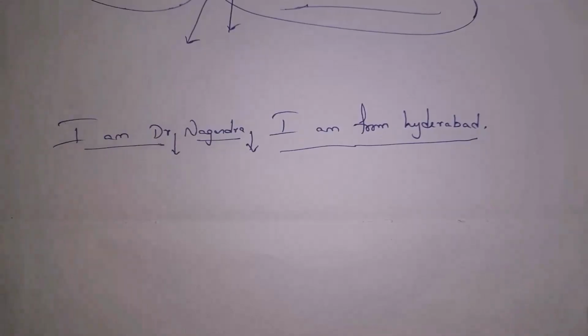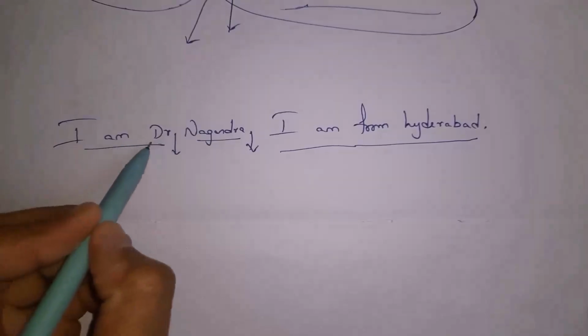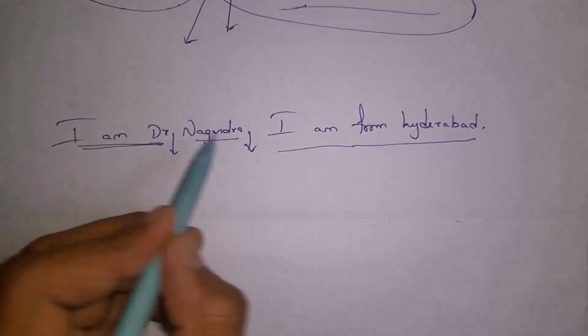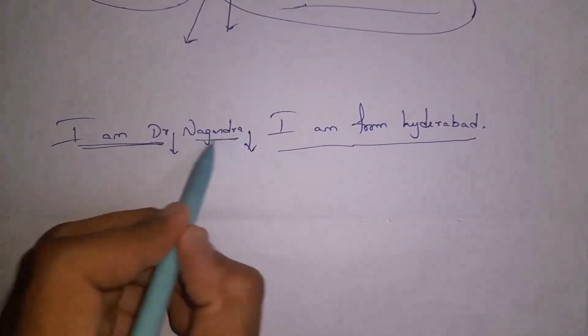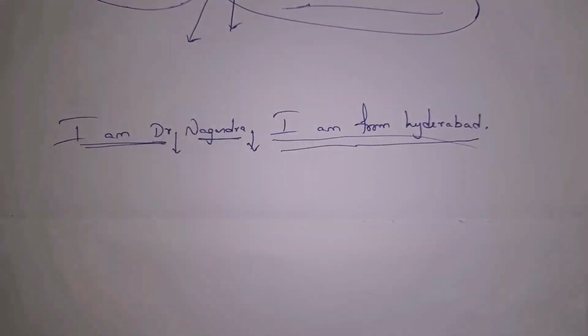For example, if you consider the same example, "I am Dr. Nagendra, I am from Hyderabad." After "Dr" there is a full stop. So the rule based approach will consider "I am Dr" as one sentence, and after "Nagendra" there is a full stop. So "Nagendra" is one sentence and "I am from Hyderabad" is one sentence, which is the wrong answer. So the rule based approach will find full stops in order to separate sentences. It cannot understand the meaning of the sentences. So the classification based approach is better than the rule based approach.